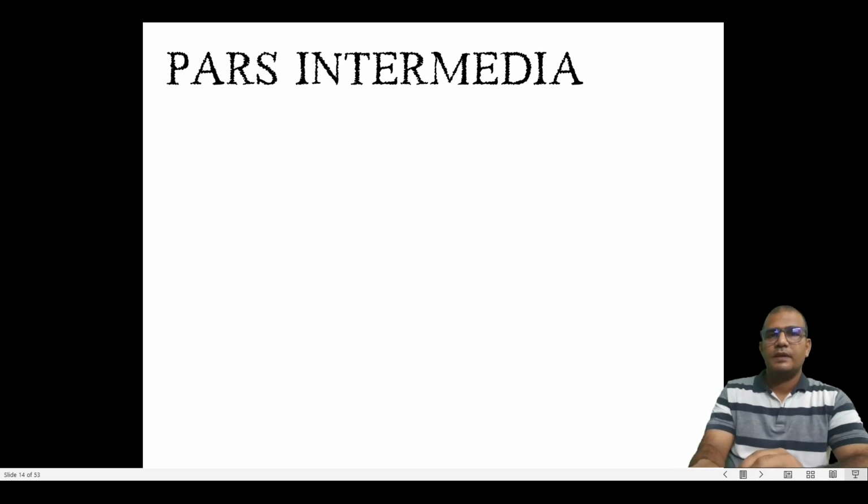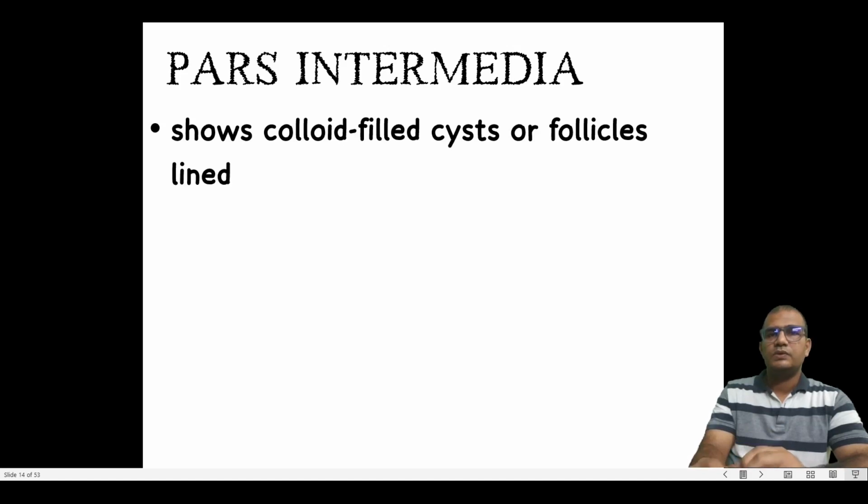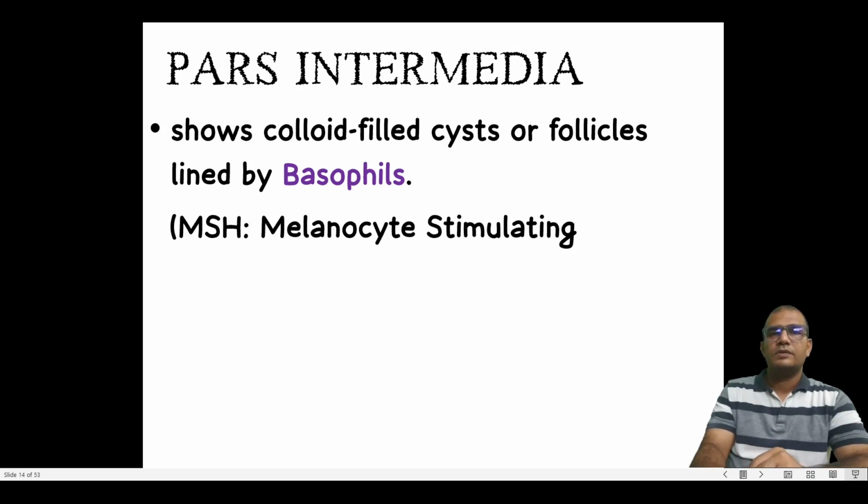Pars intermedia is an interesting region of the pituitary gland. It is very characteristic. So let us see what is characteristic about the pars intermedia. It shows colloid filled cysts or follicles which are lined by basophilic cells. If you get a question in your viva, what is the other endocrine gland apart from thyroid which shows colloid filled cysts, your answer should be pars intermedia of the pituitary gland. What does pars intermedia secrete? It produces melanocyte stimulating hormone.